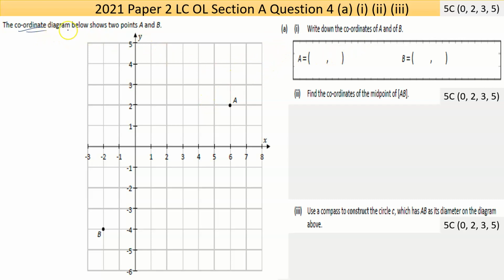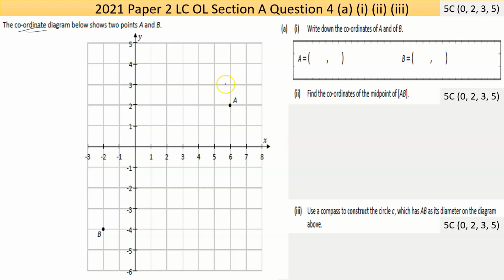It says the coordinate diagram below shows 2 points, A and B. So you have your y-axis here in the vertical, and your x-axis here in the horizontal. Or in science speak, this would be the independent axis and the dependent axis. So from a science point of view, what you're changing, what you're controlling, versus what you're measuring. Now we can call it x and y for simplicity, but there are loads of other names depending on the context.